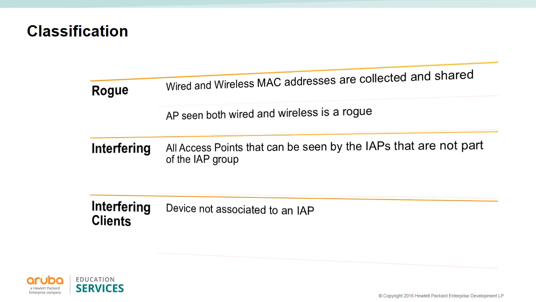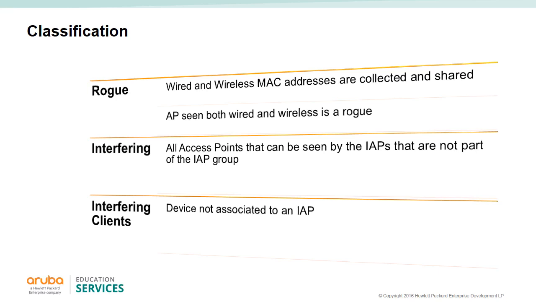IDS classifies APs into three types. Rogue: an AP is considered to be a rogue AP if it is both unauthorized and plugged into the wired side of the network. Interfering: an AP is considered to be an interfering AP if it is seen in the RF environment but is not connected to the wired network. While the interfering AP can potentially cause RF interference, it is not considered a direct security threat since it is not connected to the wired network. However, an interfering AP may be reclassified as a rogue AP.